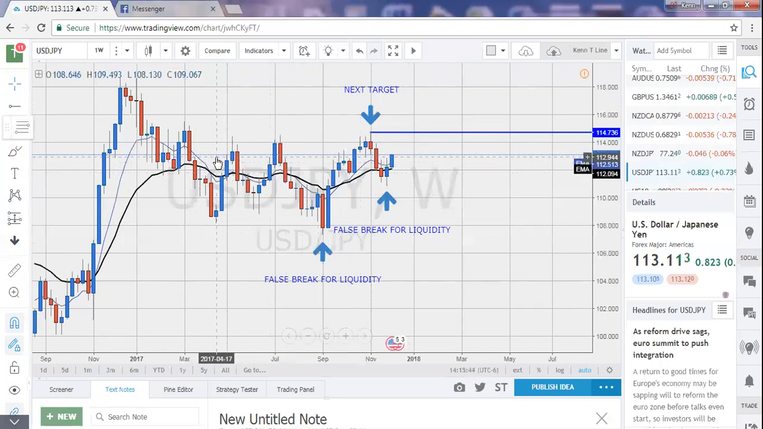You need to look at the macro view of each pair and get used to the pairs that you want to trade. I don't suggest trading every pair. It's very, very hard to keep up with all that. Just pick a small basket of pairs that you want to focus on.